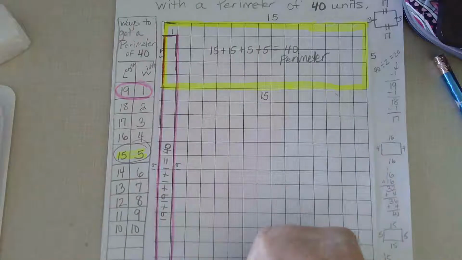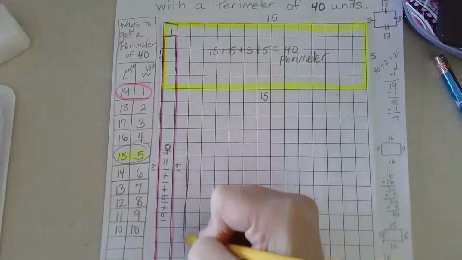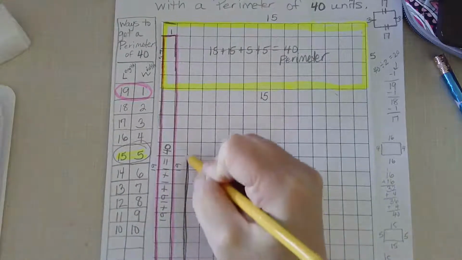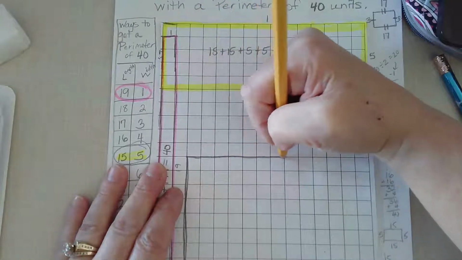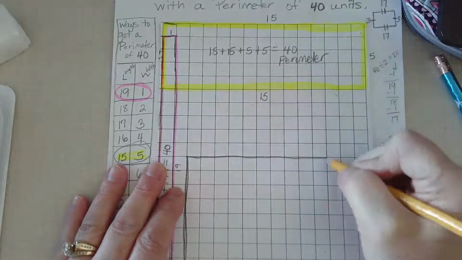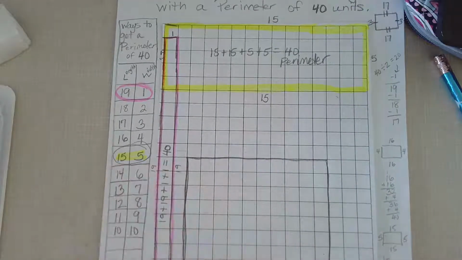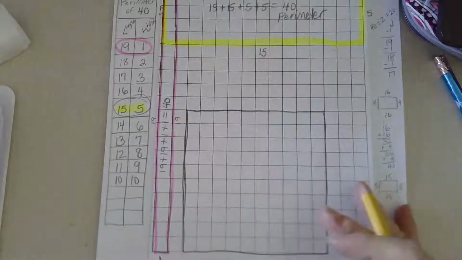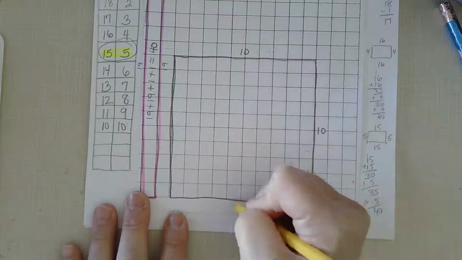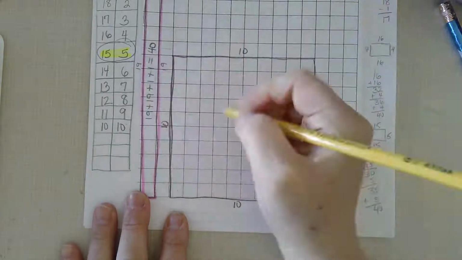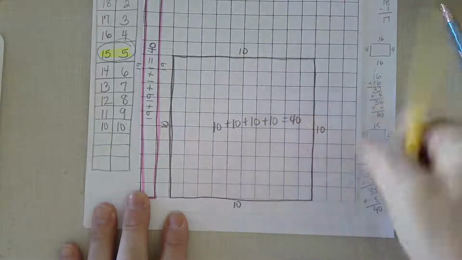So let's see here, 1, 2, 3, 4, 5, 6, 7, 8, 9, 10. So we have 10 going this way, right? And then 1, 2, 3, 4, 5, 6, 7, 8, 9, and 10. So we have 10 going all the way around. So in this case, we are actually making what is called a perfect square, okay? And we would have the perimeter of 10 all the way around. And when we add 10 plus 10 plus 10 plus 10, we get a total of 40.